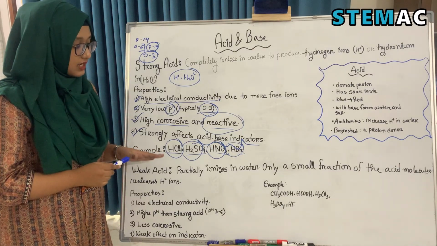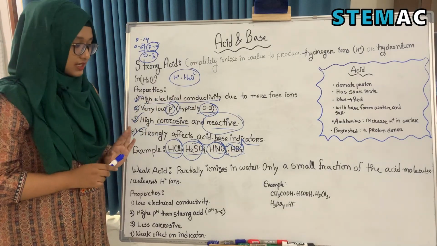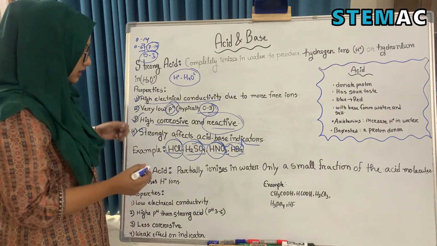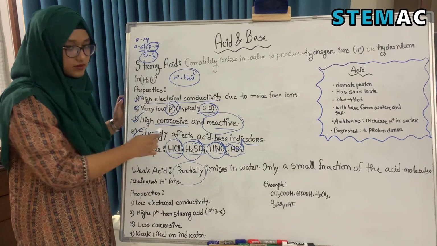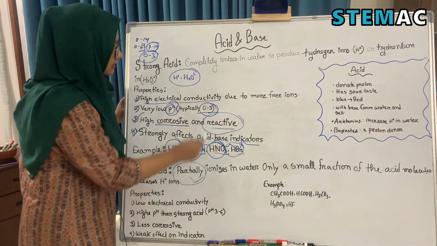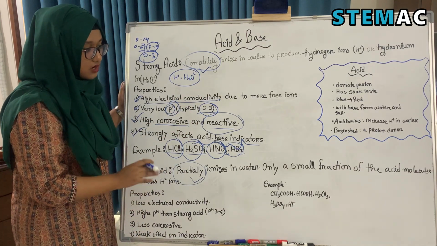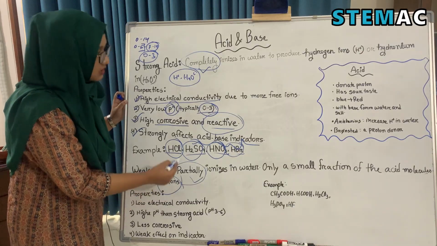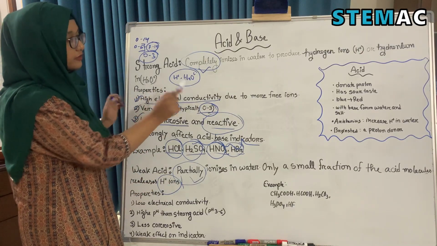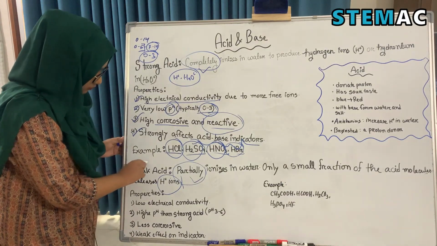It partially ionizes in water, not completely but partially, and this is the part that differs from the strong acid. The weak acid ionizes partially and the strong acid completely. So in water, a small fraction of the acid molecules releases H plus ion, and both H plus ion and hydronium ion are released.